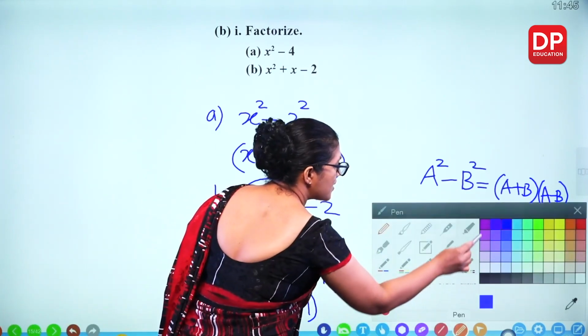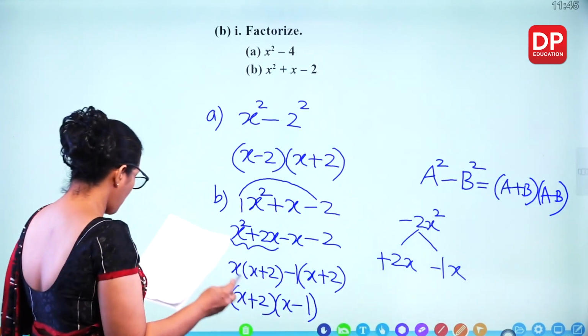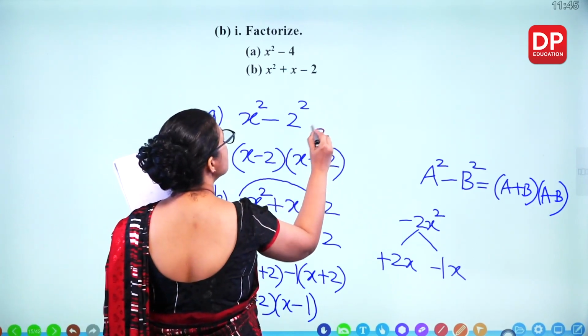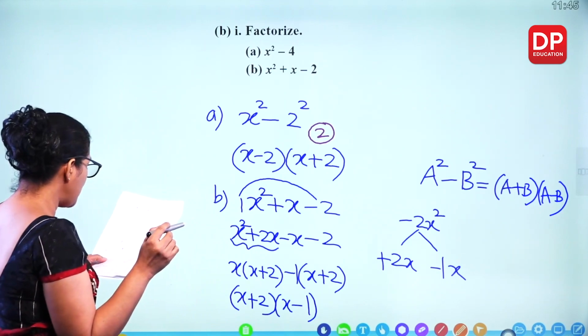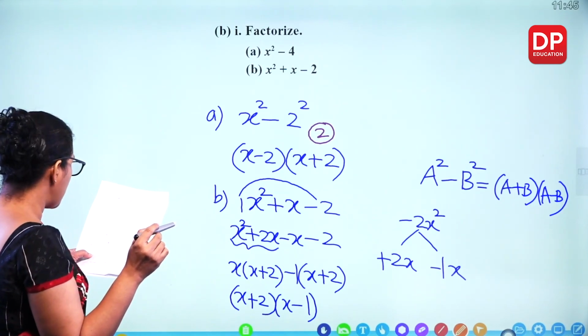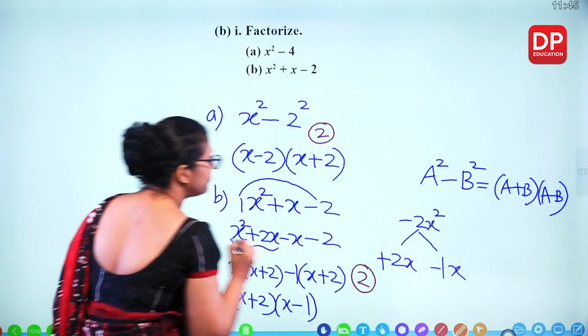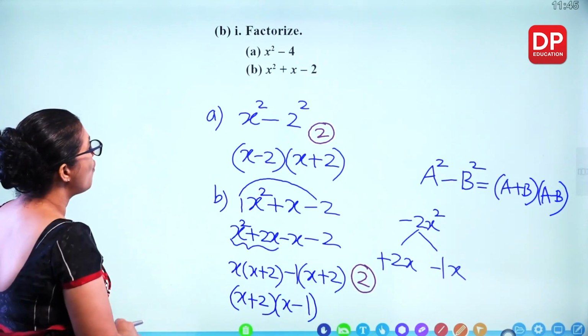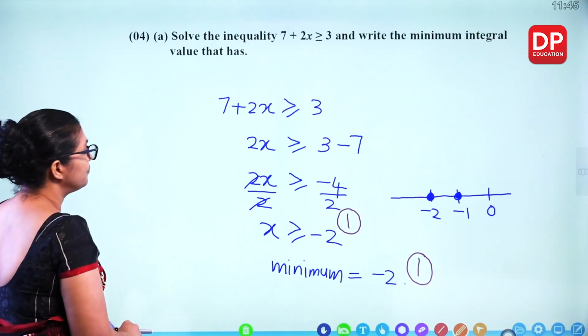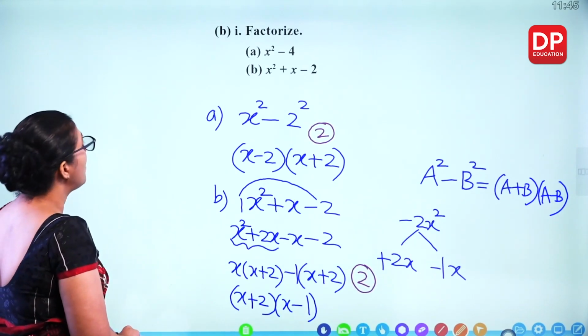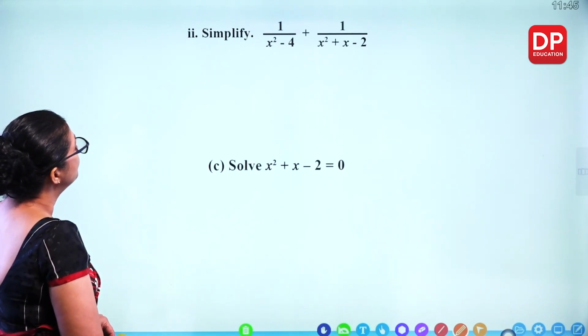So you get 2 marks for this part: x plus 2, x minus 2 and x plus 2, x minus 1. Again 2 marks. So 4, 5, 6 already given.